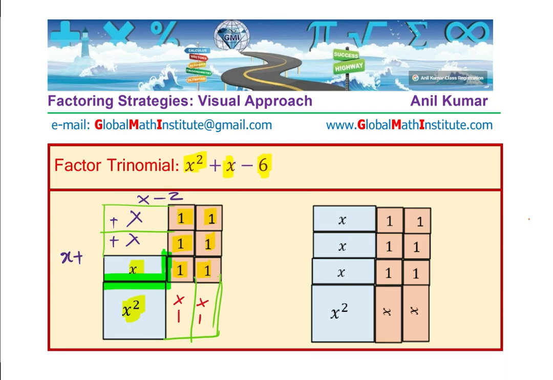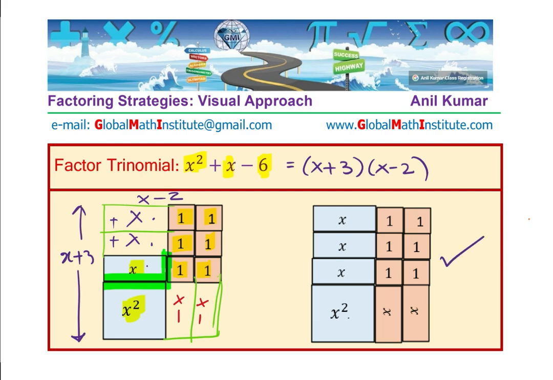x plus 2, or x plus 3 because 1 is already there. So 1, 2, and 3. Perfect. So we could factor this as x plus 3 times x minus 2 as shown here. Does that make sense to you, right?